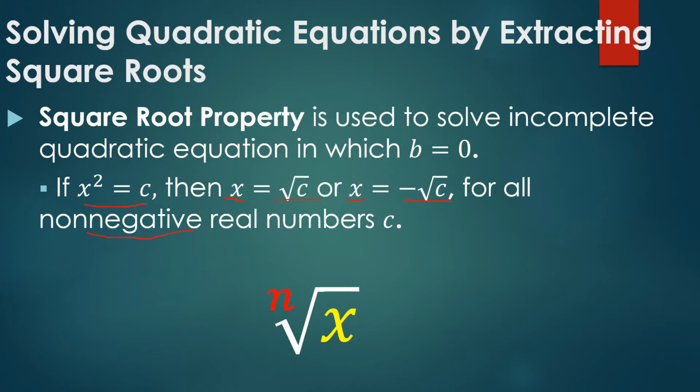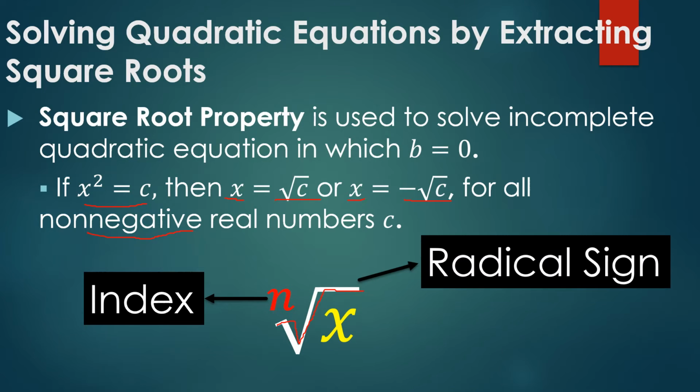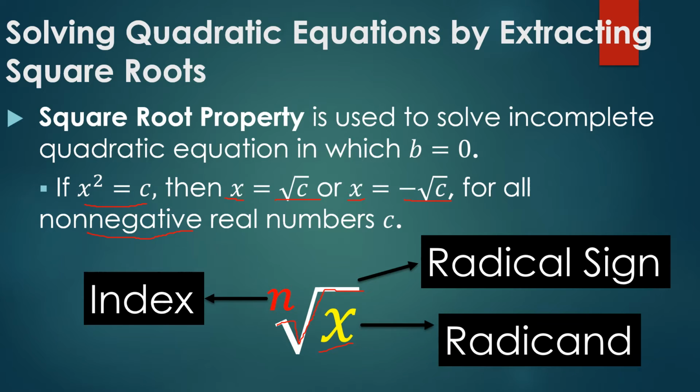This is read as the nth root of x, wherein the n is what we call the index. It tells us how many factors are needed to obtain the radicand. This symbol or sign is what we call the radical sign or the radical symbol. And then the number or expression inside the radical sign is what we call radicand.